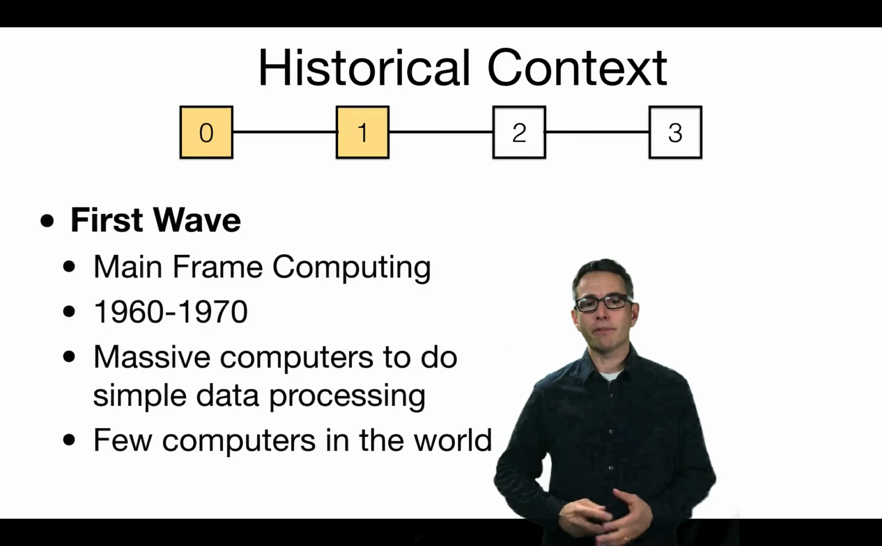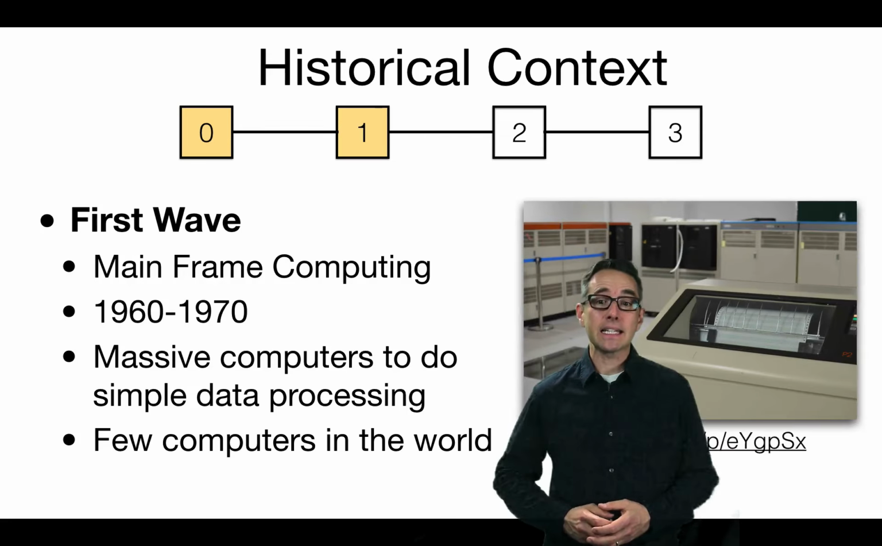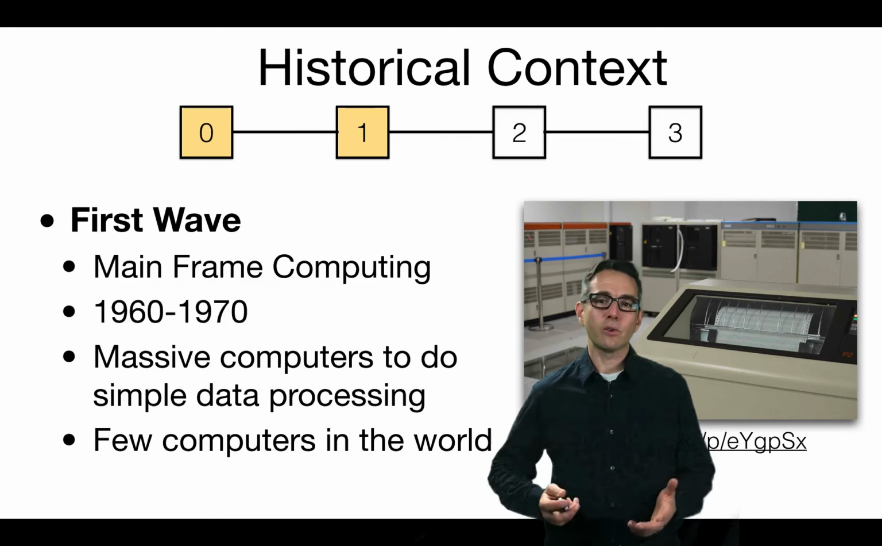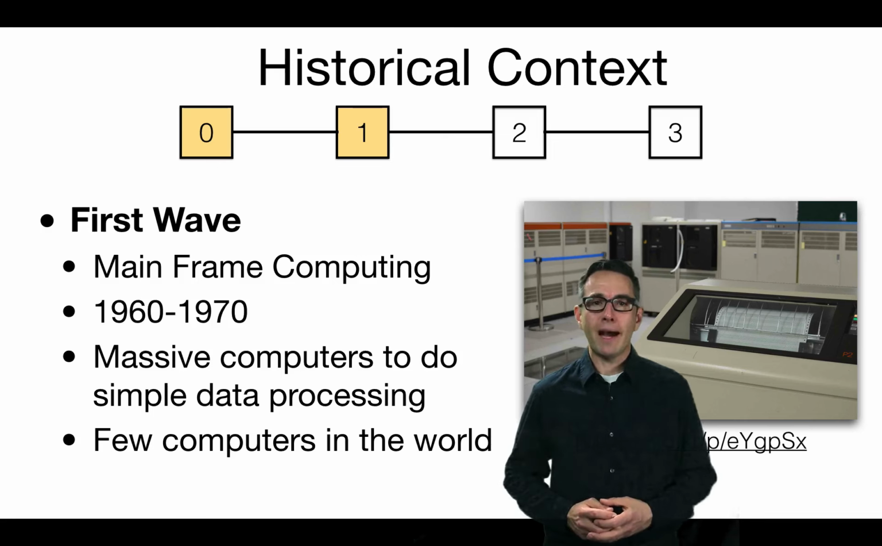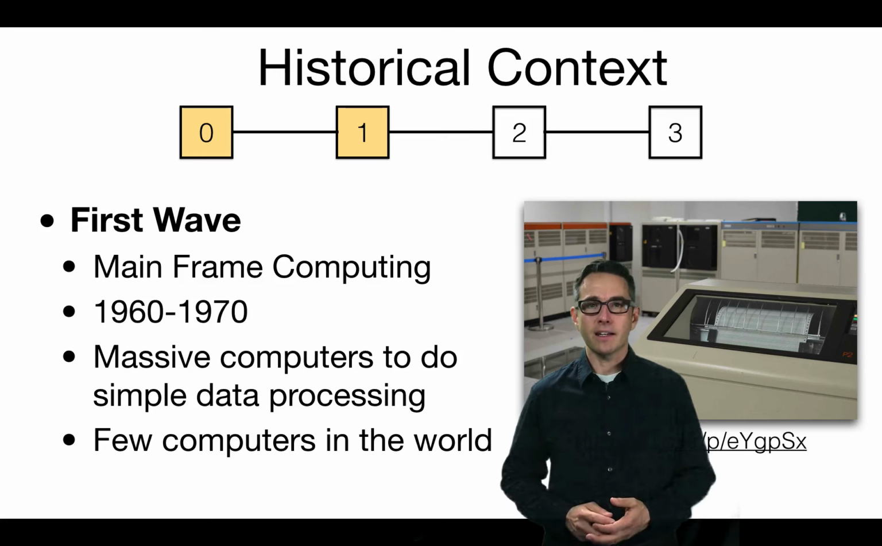So his proper first wave was mainframe computing, the computing that became predominant in the 1960s and 1970s. Here's an image of a mainframe computer with a printer that was one of the primary ways of getting output from the mainframe. Very limited in their networked capabilities. They were huge computers that were in special rooms with raised floors and air conditioning, special power requirements. Very massive computers that did very simple data processing.